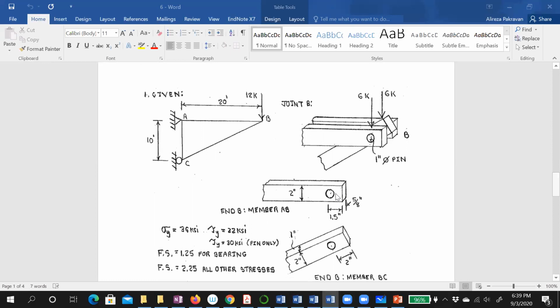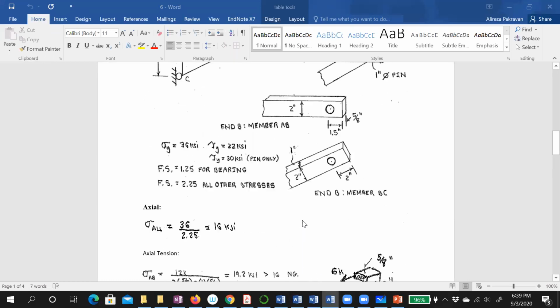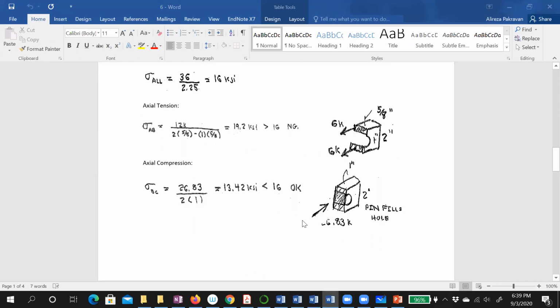Can you go down to the axial compression? I just want to check the area, how you did that one. Yes. Okay, so you always use the total thickness and total width, exactly.